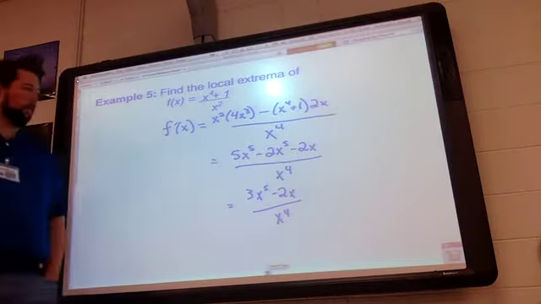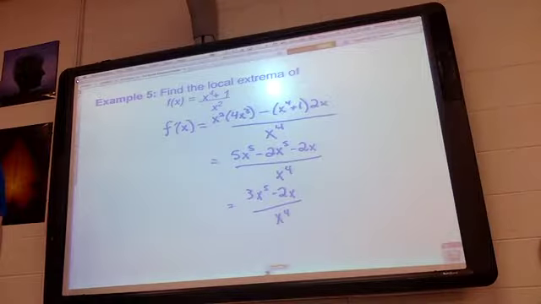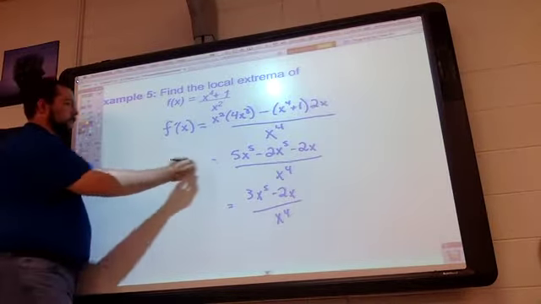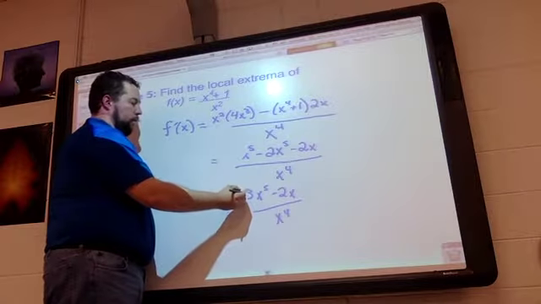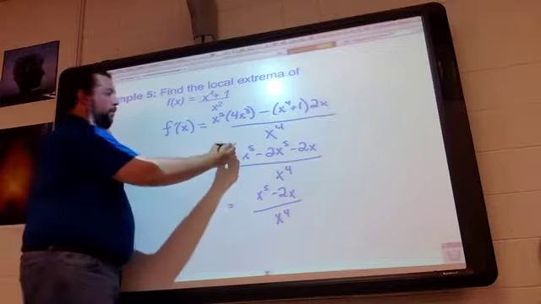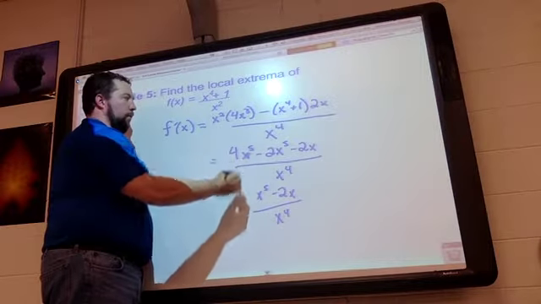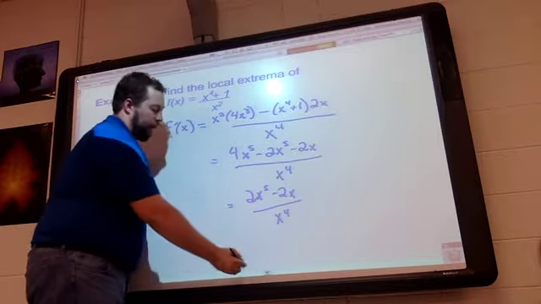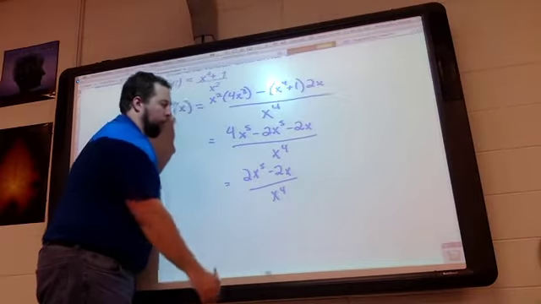Hold on, you made a mistake. It's 4x to the 5th, 4x to the 5th minus 2x. There you go. Be very careful. So 4x to the 5th minus 2x to the 5th. Yeah. All right, and then we can clean it up even more before we start working with it.